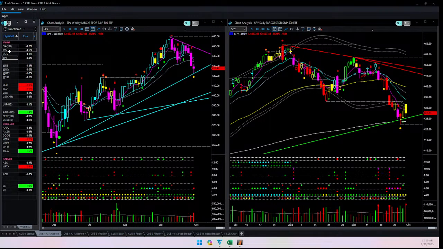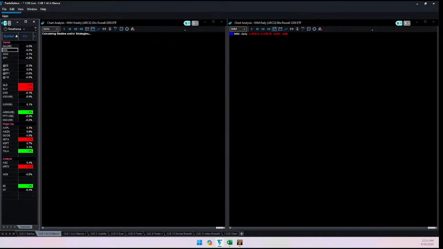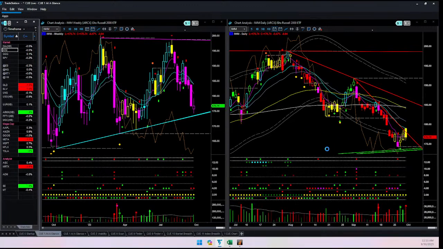SPY held the support and IWM also held the support. Russell 2000 ETF came very close to the trend line support in weekly. The congestion area here in weekly came to the daily trend line supports and went up from there. However, unlike SPY, IWM had a nearby trend line resistance. Price could not go above that. Next week, if price can go above the trend line resistance, then that will be time to buy small cap stocks.